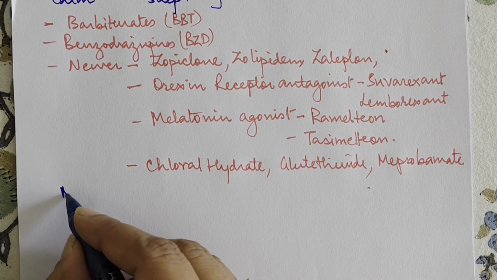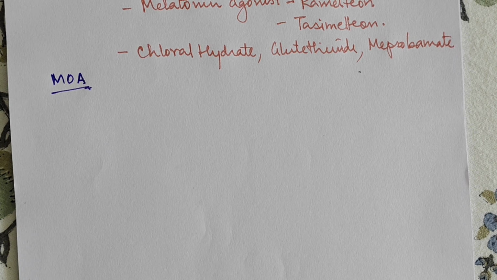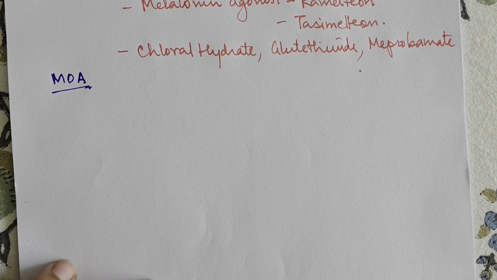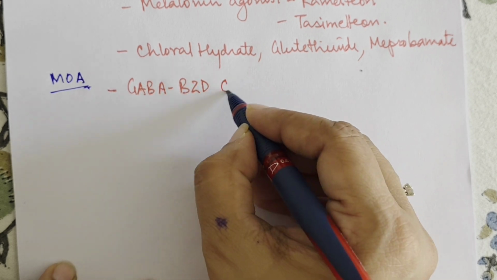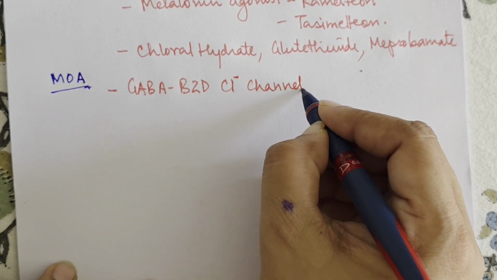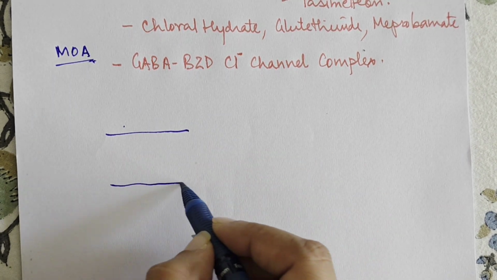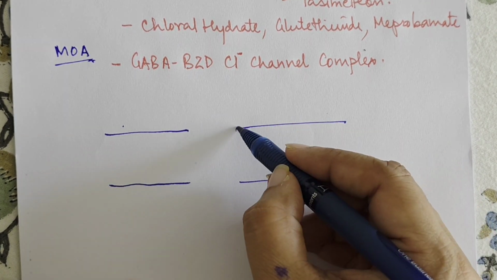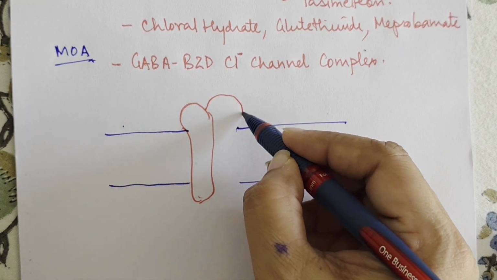Now let us understand the mechanism of action. To understand it, first we need to understand the structure of the GABA benzodiazepine chloride ion channel complex. Now this is basically an ion channel. So say this is the cell, extracellular, intracellular. This is actually a pentameric rosette structure. Okay, so it has a five-leaf structure.